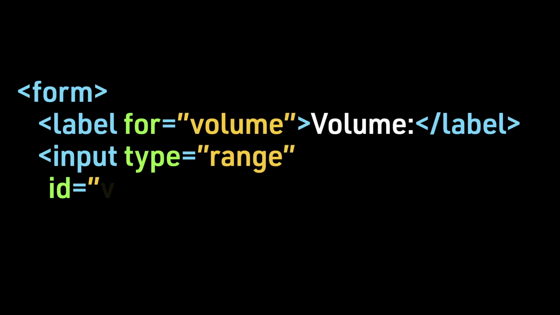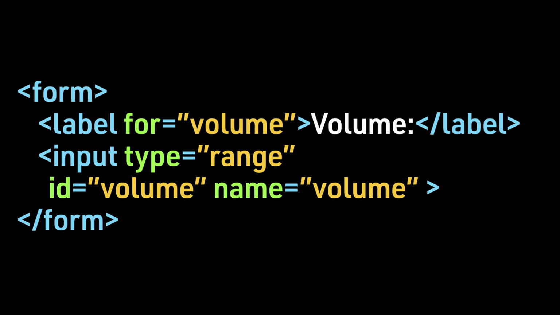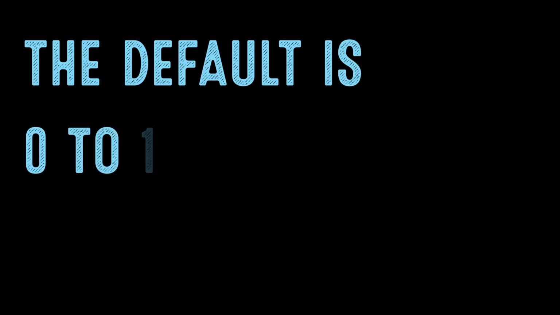Form opening tag. Label for volume, colon, label closing tag. Input type range, ID volume, name volume, form closing tag. What is the default for a range slider? The default is 0 to 100.